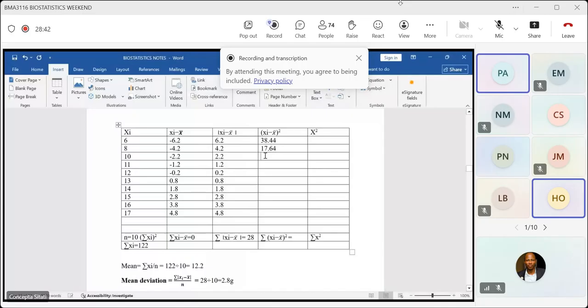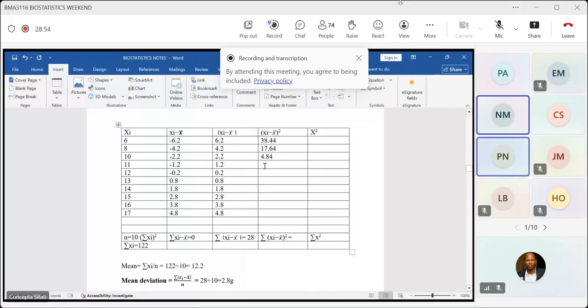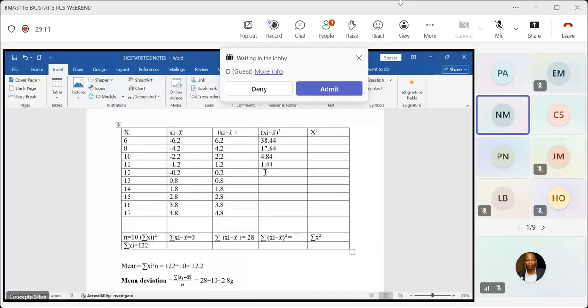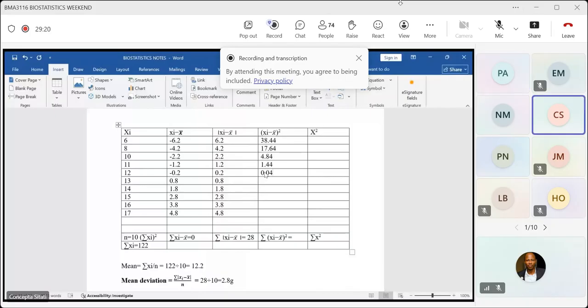2.2 squared is 4.84. Next, 1.2 squared is 1.44. Next, 0.2 squared is 0.04. Next, 0.8 squared is 0.64.